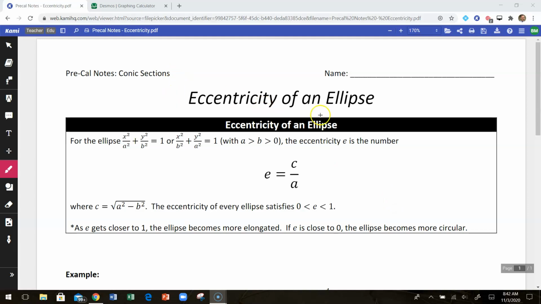Okay, this video continues our discussion on ellipses, and we're going to talk specifically about a concept called eccentricity. So, the eccentricity of an ellipse will tell you how circular or how stretched out that ellipse is.